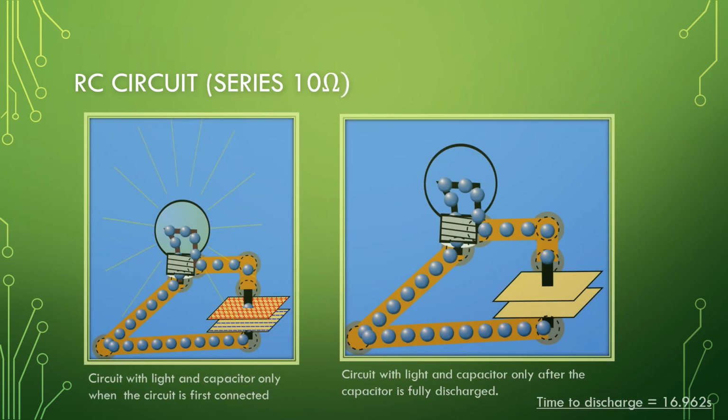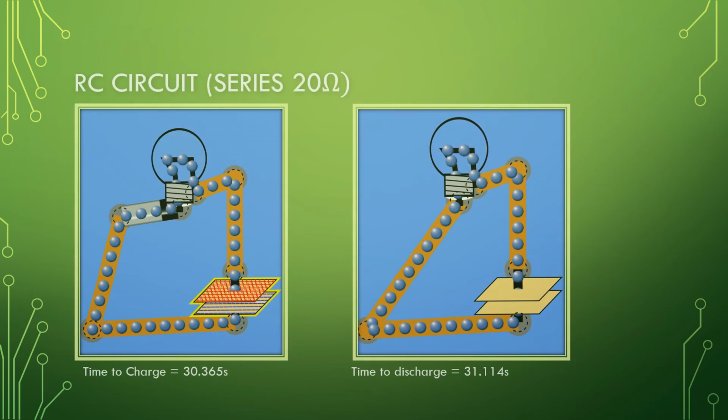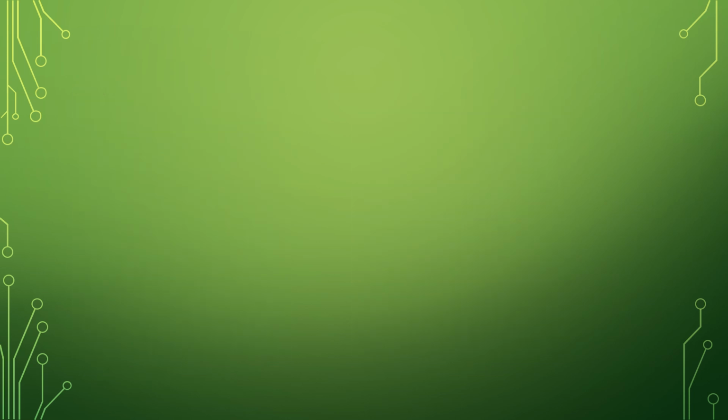If we remove the battery and the circuit is just the light and now the charged capacitor, the light starts as a fully illuminated bulb and slowly becomes dimmer. The time to discharge is 16.962 seconds. The same circuit is repeated for a 20 ohm resistor bulb, and the time to charge is 30.365 seconds, and the time to discharge is 31.114 seconds.